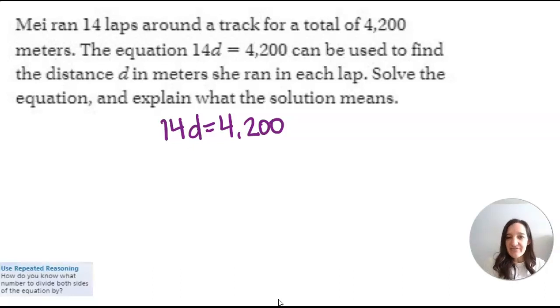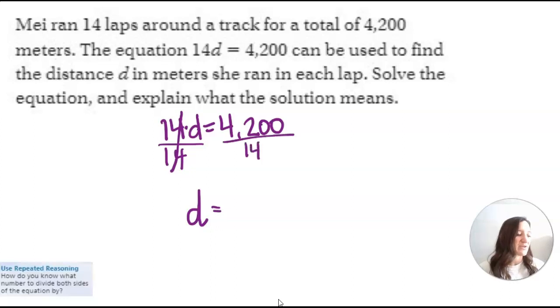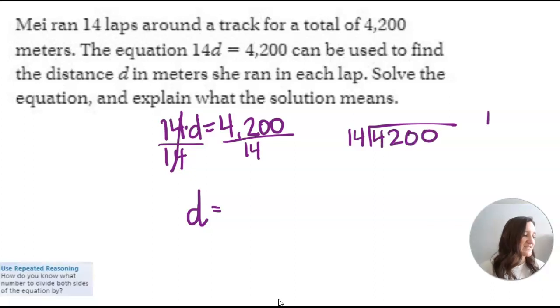Now, to solve for D, we need to get it isolated. It is currently being multiplied by 14. So we need to do the opposite of times to undo this cute little coefficient variable multiplication. Let's divide by 14 because 14 divided by 14 leaves us with just D. And then to keep our balances equal, we need to divide by 14 on the other side. I'm going to do that off to the side.